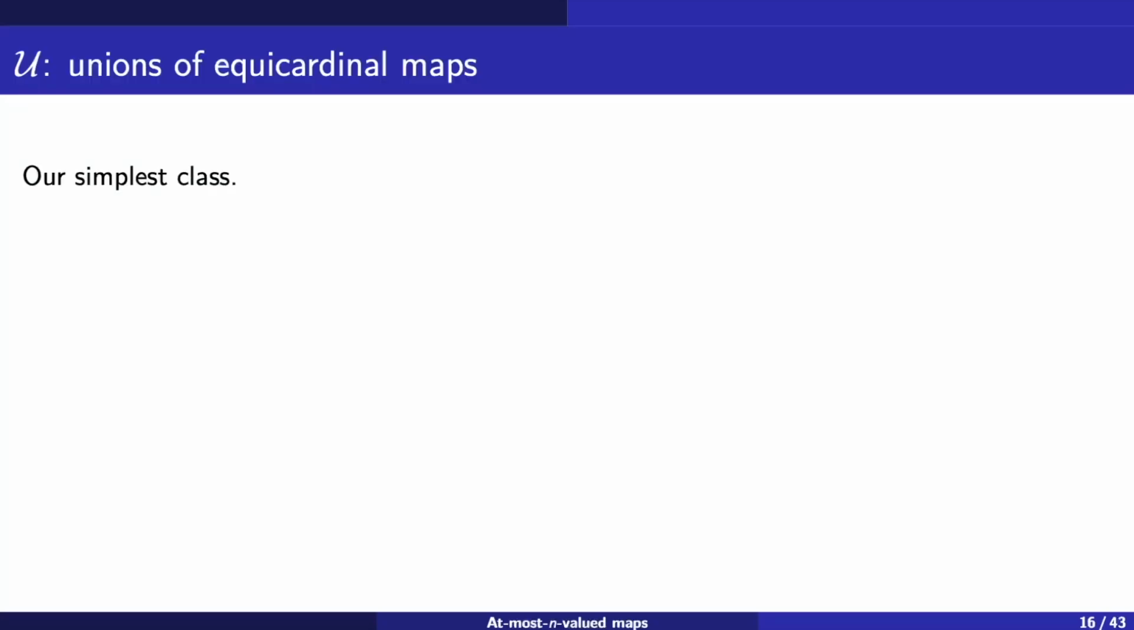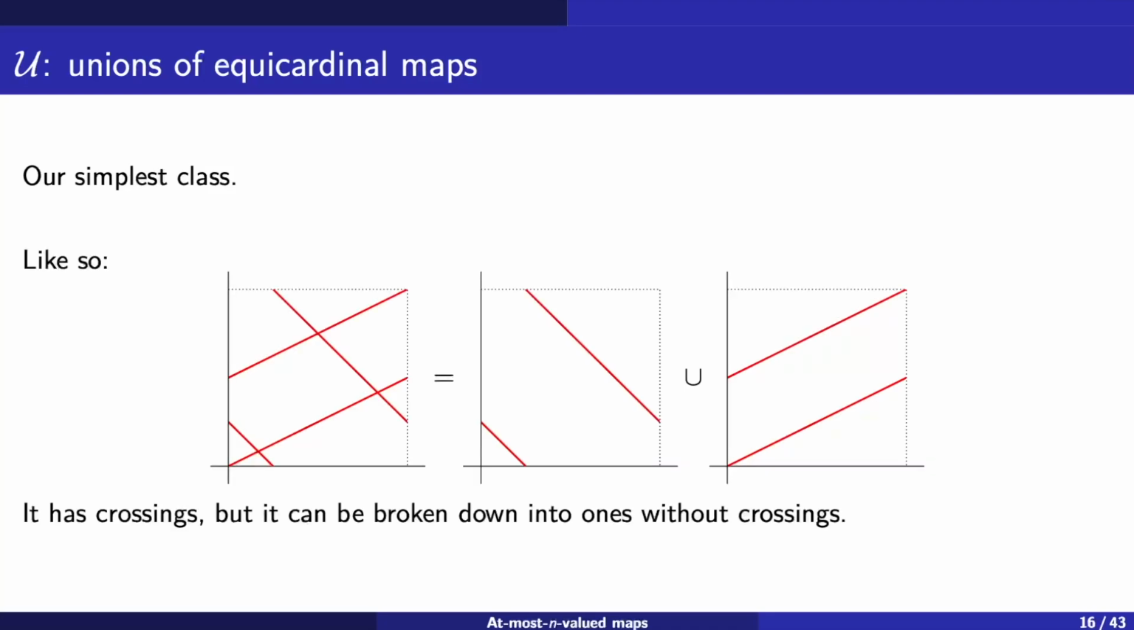So anyway, let's talk about this U. U is for union. So the simplest type of functions, and this is what we already talked about before, unions of equicardinal maps, like this one right here. By itself, it has some of these crossings, but you can break it down into two different maps. This is a 1 valued, this is a 2 valued, but they have no crossings individually, all right? And so this one is fairly straightforward to deal with. This is the class which we call U, unions of equicardinal maps.